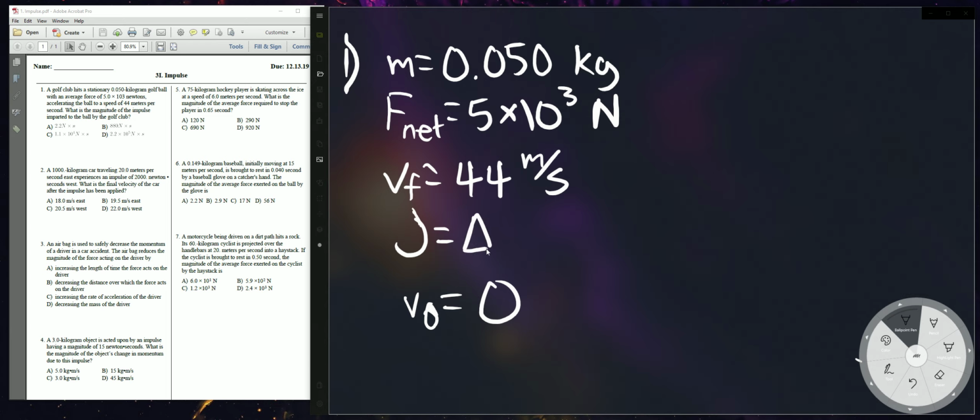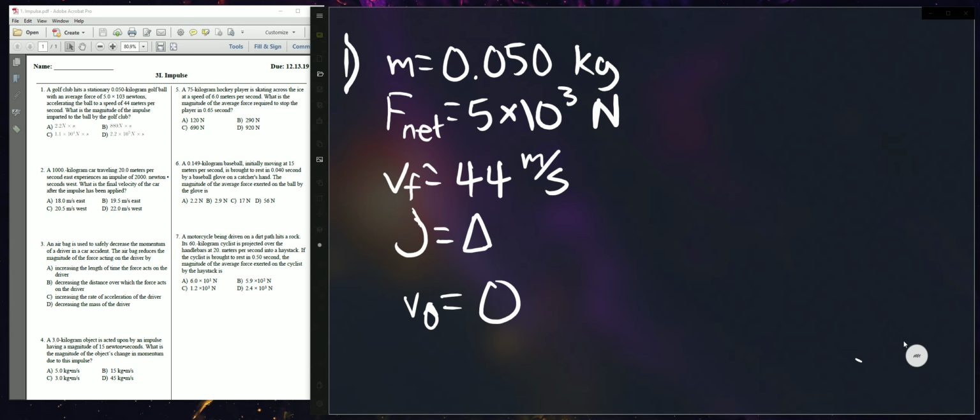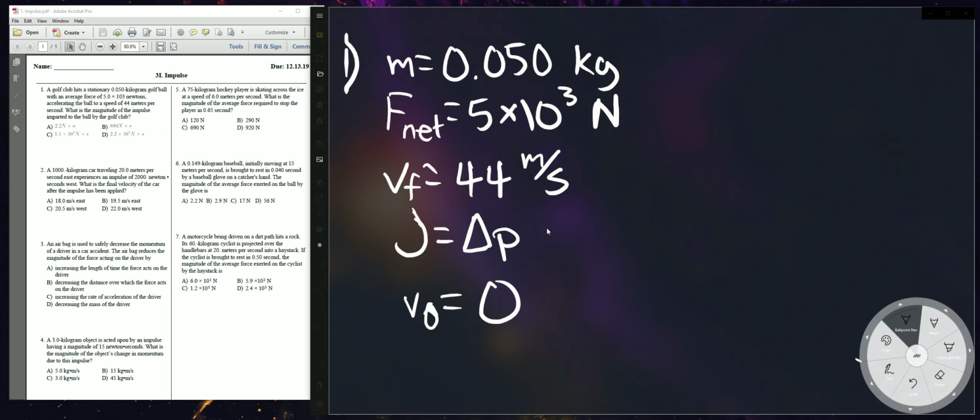Well, you know your impulse is equal to a change in momentum. So J is equal to change in momentum. And if this isn't clear for you, let me make it more clear. Change in P, change in momentum, change in mv. Since your mass never changes, it can also be written like this, because only your velocity changes.